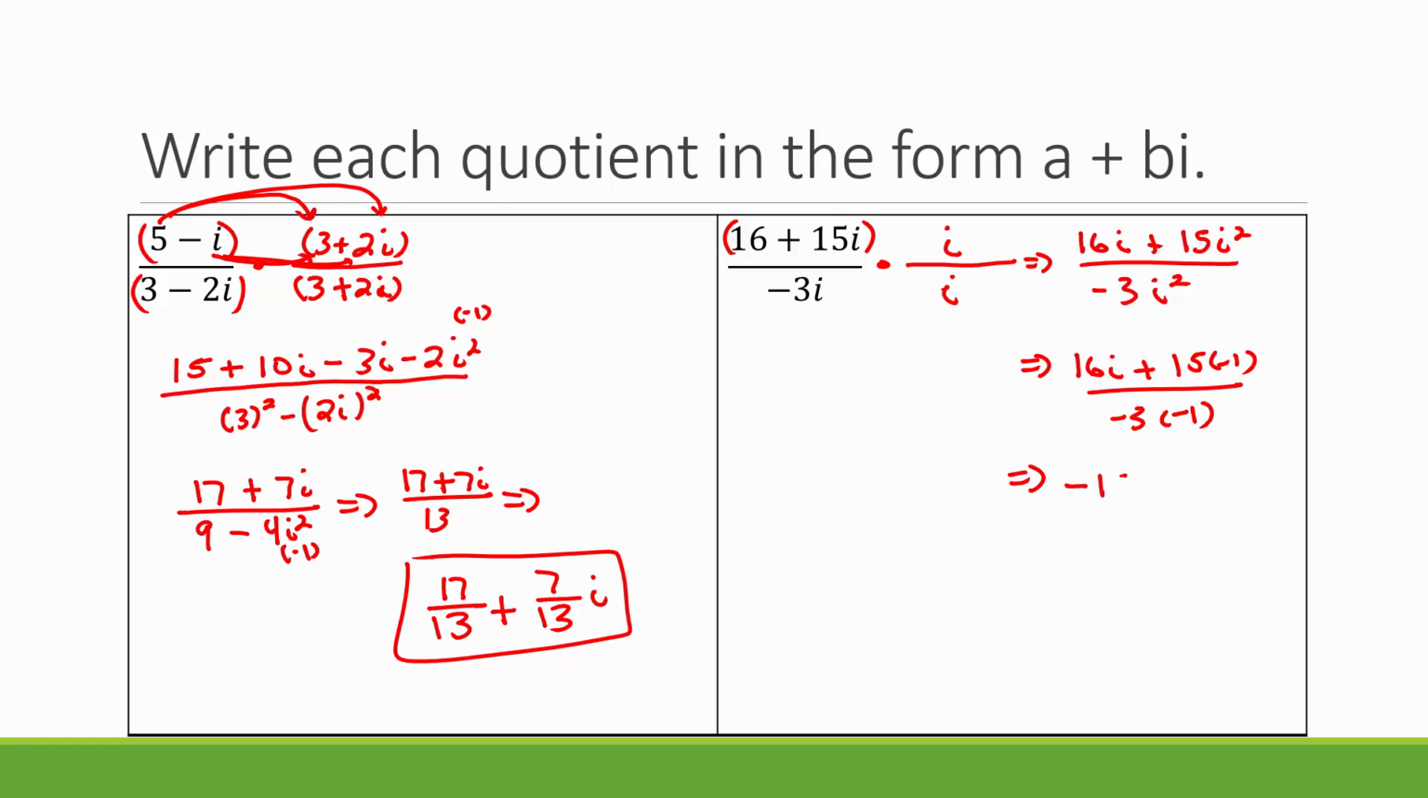Let's write that in front. -15 plus 16I, all divided by +3. And again, we want that in A plus BI form, so we need to separate the fraction. So we have -15 over 3, which is -5. And then we have 16 over 3 times I.